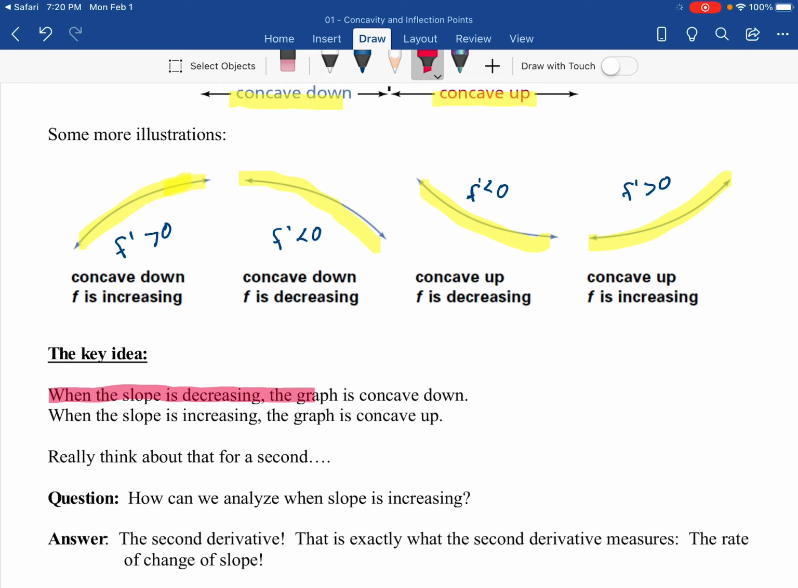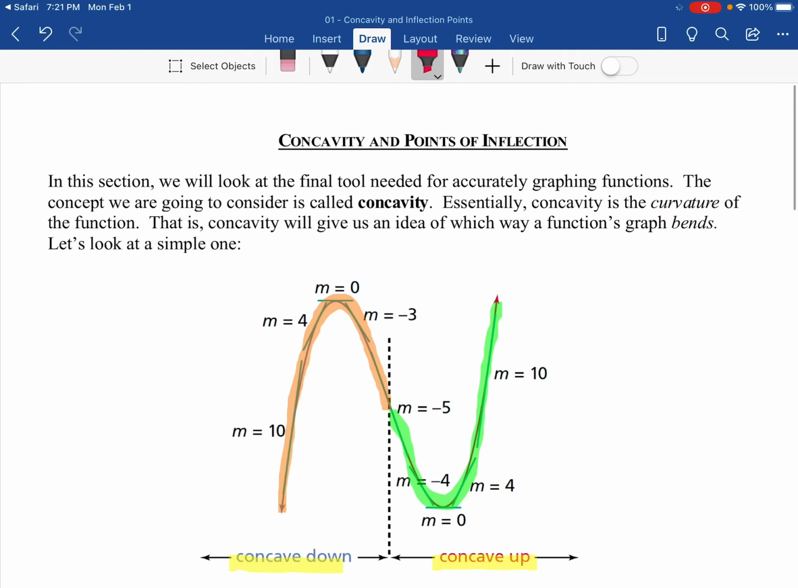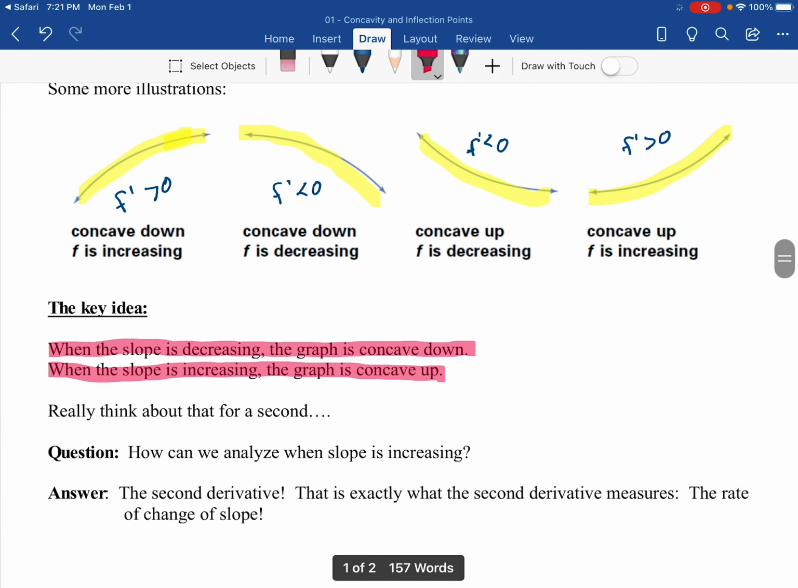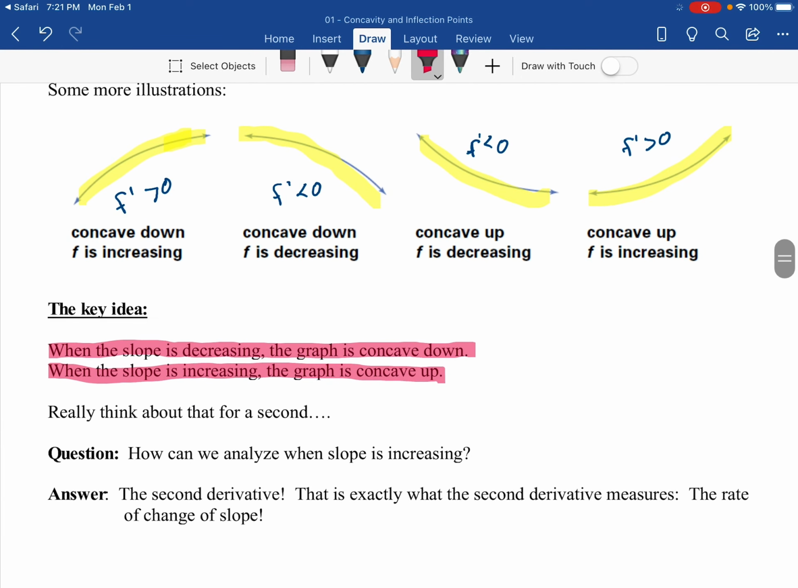When the slope is decreasing, the graph is concave down. When the slope is increasing, the graph is concave up. So we're talking about how the slope is changing. When we use the first derivative, we were talking about how the graph is changing. Now we want to know how the slope is changing. Well, how can we analyze when a slope is increasing or decreasing? And the answer is the second derivative.